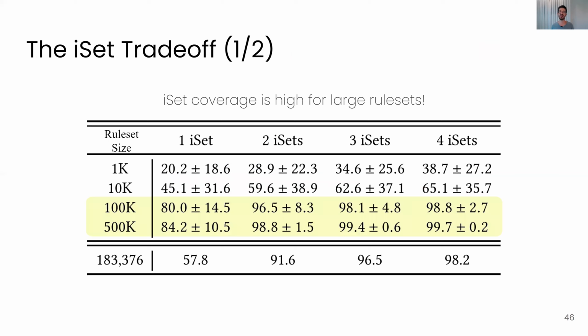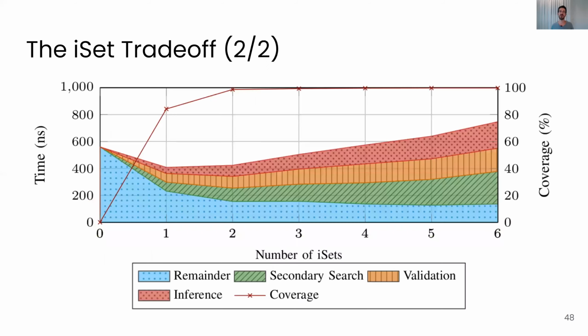This table shows the percentage of rules in the I-set out of all rules in the rule set. We term this percentage as I-set coverage, and we can see that it's high for large rule sets. For instance, for 100,000 rules, we see that 2 I-sets cover 96% of the rule set. There is an interesting trade-off between the number of I-sets and their classifier's performance. One might think that when it comes to the number of I-sets, the more the merrier. However, it seems that the performance improvement is negligible.